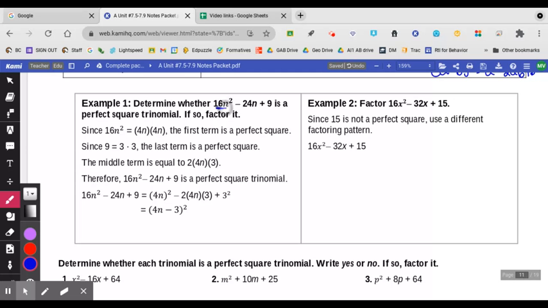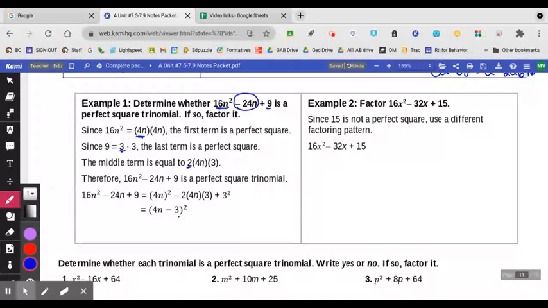So 16n squared is a perfect square because it's 4n times 4n. 9 is a perfect square because it's 3 times 3. Then we want to look at our middle term. Is negative 24 4n times 3 times 2? And the answer is yes. Therefore, that is a perfect square trinomial. So it's just 4n minus 3 squared.